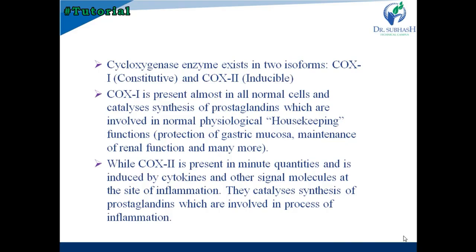And our drugs, NSAIDs, work majorly on these two enzymes, COX-1 and COX-2. They inhibit COX-1 and COX-2, so the cyclooxygenase pathway is blocked, so prostaglandins cannot be produced, and so the process of inflammation is stopped. This will be the mechanism of NSAIDs. That we will see in mechanism of action in the next lecture.